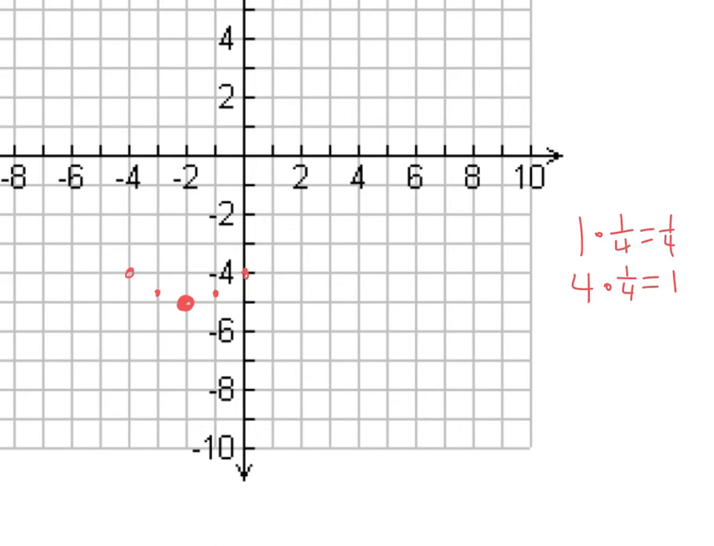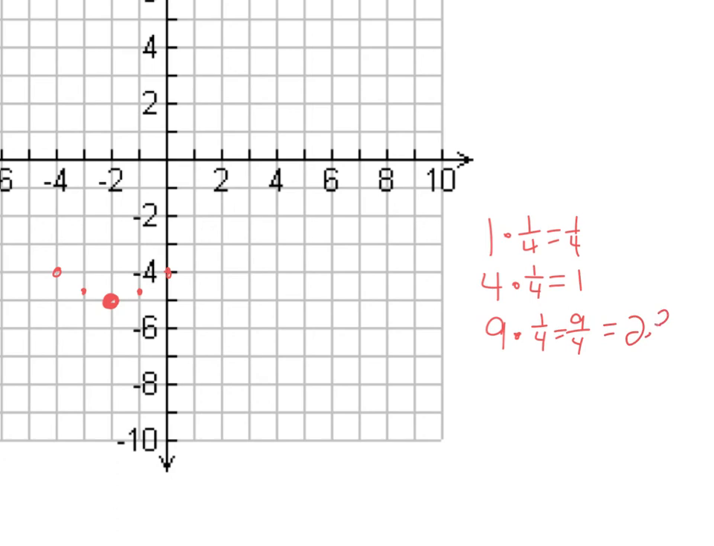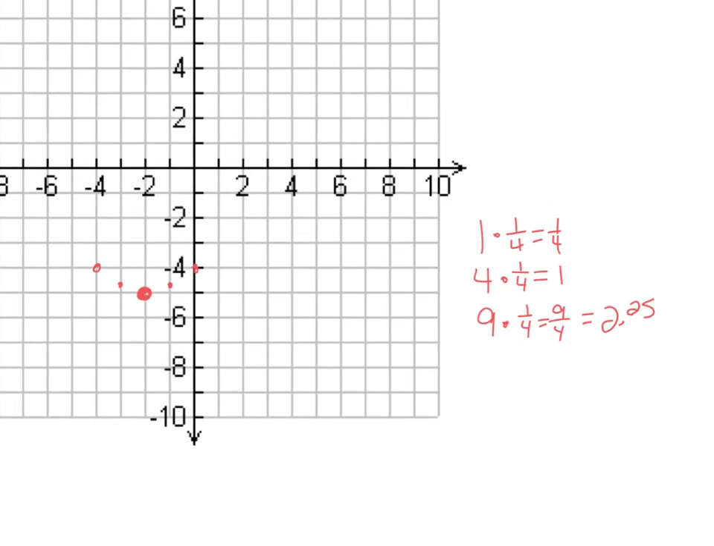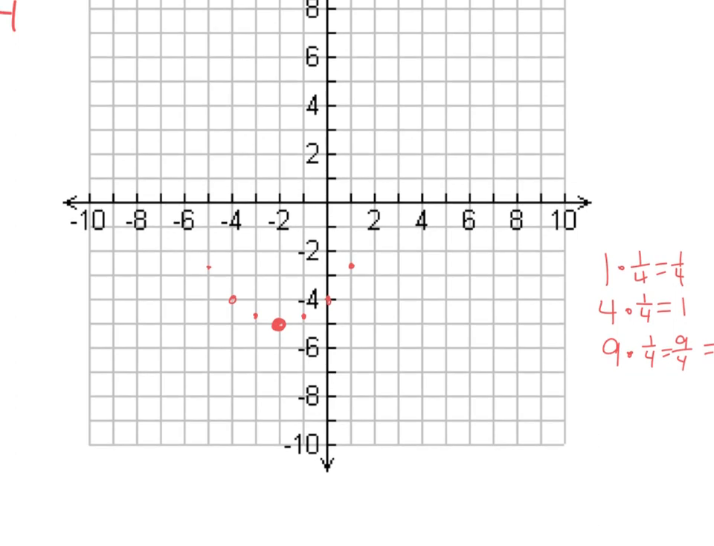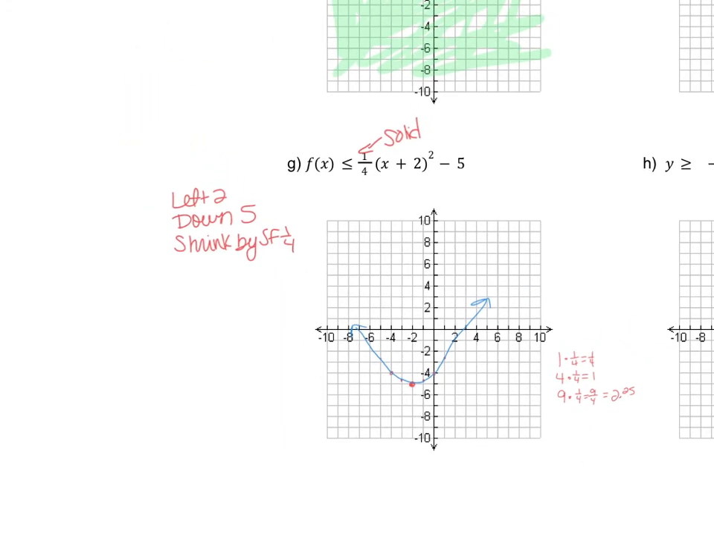Let's do the last one. Over 3, up 9 usually, but now we're going to do 9 times 1/4, which is 9/4 or 2.25. Just to give you a heads up, if you want to use a calculator, that's perfectly fine. So over 3, up 2.25. Okay, and we said this is a solid line. Looking a little crazy, that's okay. So let's go ahead and test our test point (0, 0). Is 0 less than or equal to 1/4 times (0 plus 2) squared minus 5? Again, stick all of that on the right side into your calculator. When you do that, you get -4. Is that true? Is 0 less than or equal to -4? No, again, so we're going to have to shade on the opposite side.